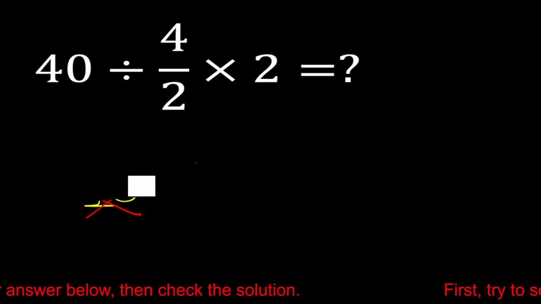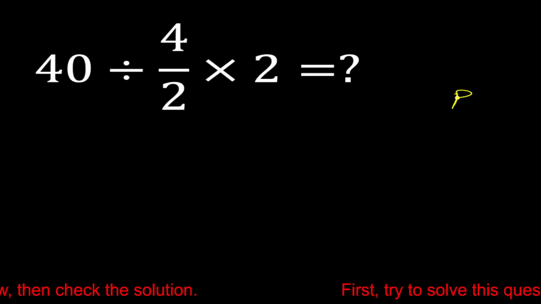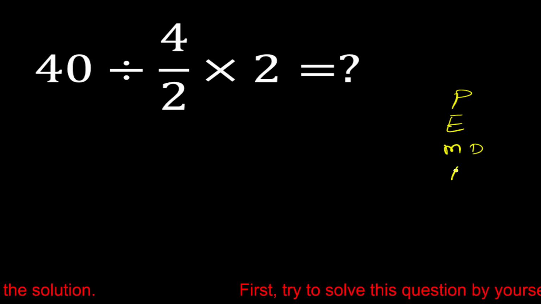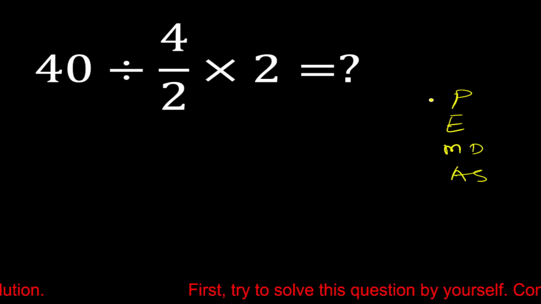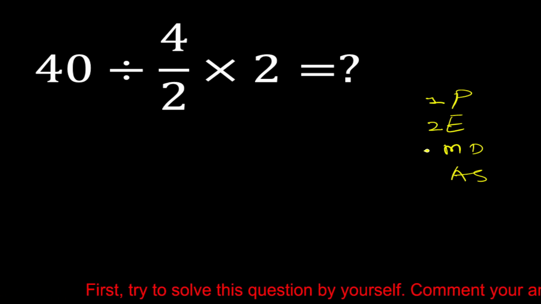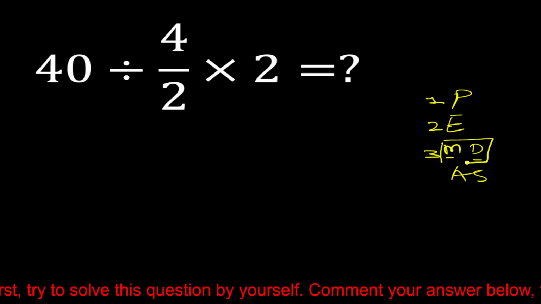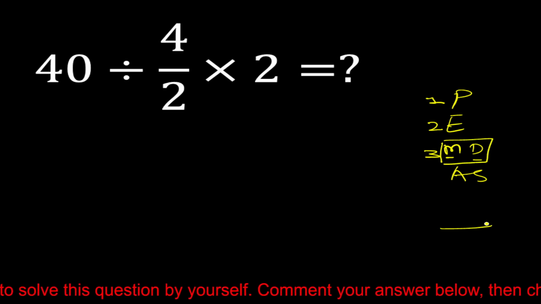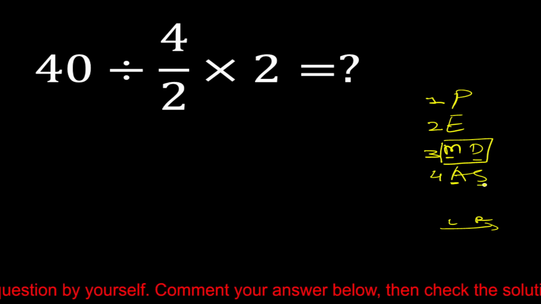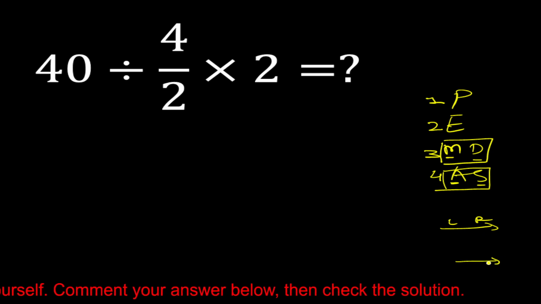Okay, PEMDAS. According to the PEMDAS rule, first priority is parenthesis. Then second priority is exponents. Then third priority is multiplication and division. Here multiplication and division both have equal priority, so we have to solve it from left to right. Then fourth and last priority is addition and subtraction. Also both have equal priority, so we have to solve it from left to right.